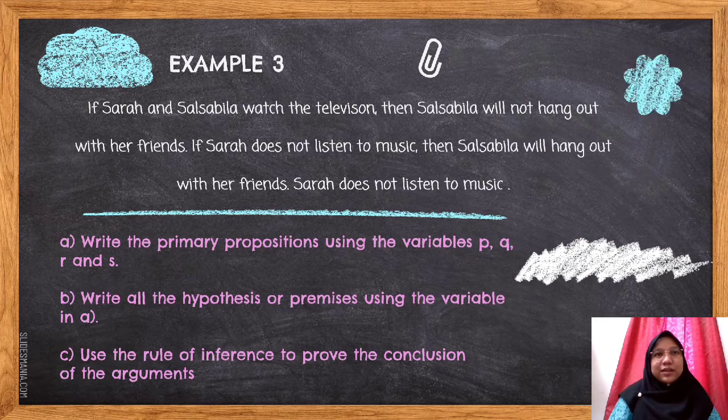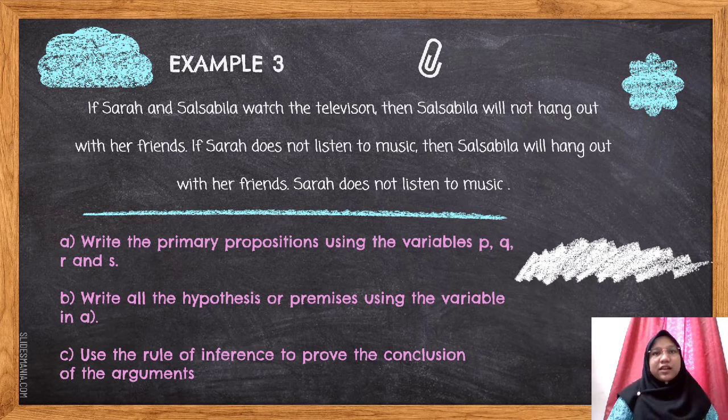Last example, if Sarah and Salsabila watch the television, then Salsabila will not hang out with her friends. If Sarah does not listen to music, then Salsabila will hang out with her friends. Sarah does not listen to music. The questions are, A. Write the primary propositions using the variables P, Q, R, and S. B. Write all the hypotheses or premises using the variables in A. C. Use the rules of inference to prove the conclusion of the argument.